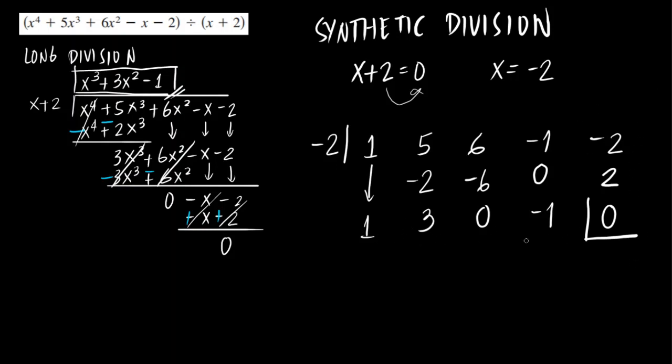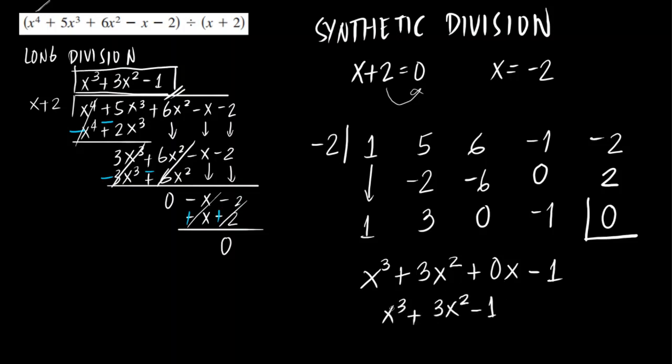Okay, so what do we do with these coefficients? Ang highest natin nga degree sa atong dividend is x to the fourth. So this means ang atong quotient should have an x cube. Ang coefficient nga 1, indi na ta isulat. Okay? X cube plus 3x squared plus 0x minus 1. Okay, so let's get rid of that 0. X cubed plus 3x squared minus 1 ang answer natin using synthetic division.